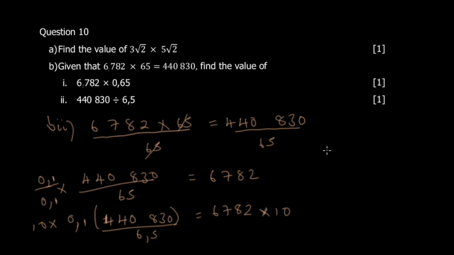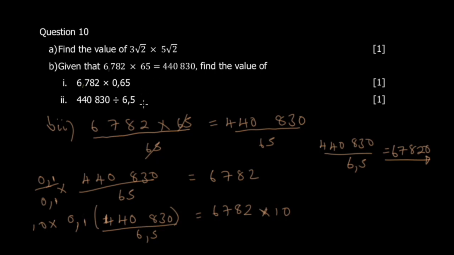So I'm just going to use the space here. This one cancels, so you get 440,830 divided by 6.5 equal to this one. If you multiply it by 10, you get 67,820, and then you're done.